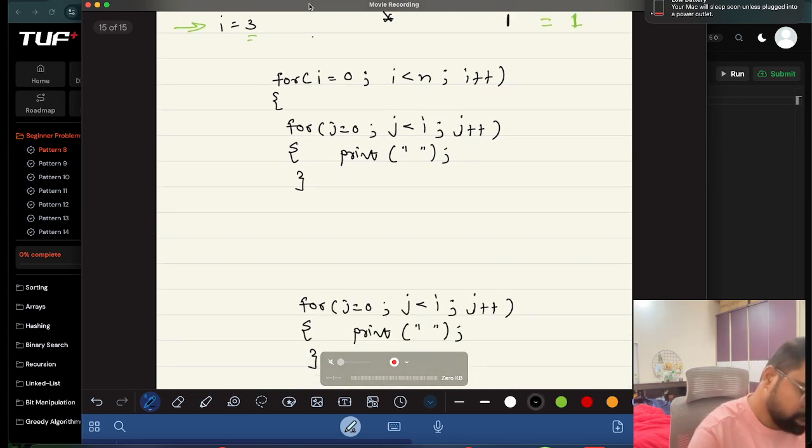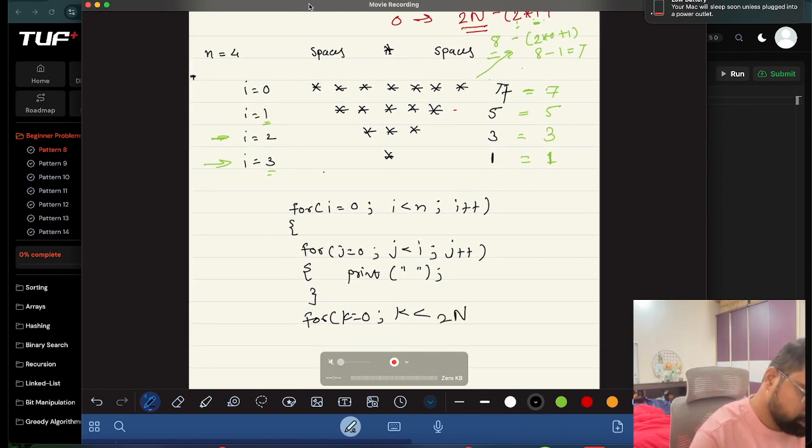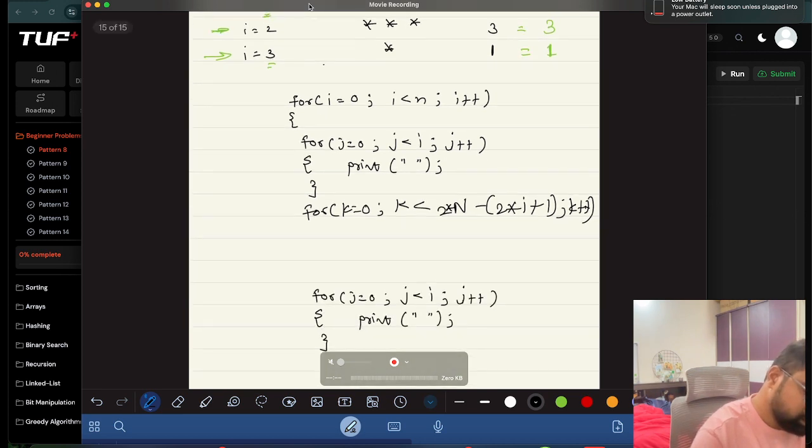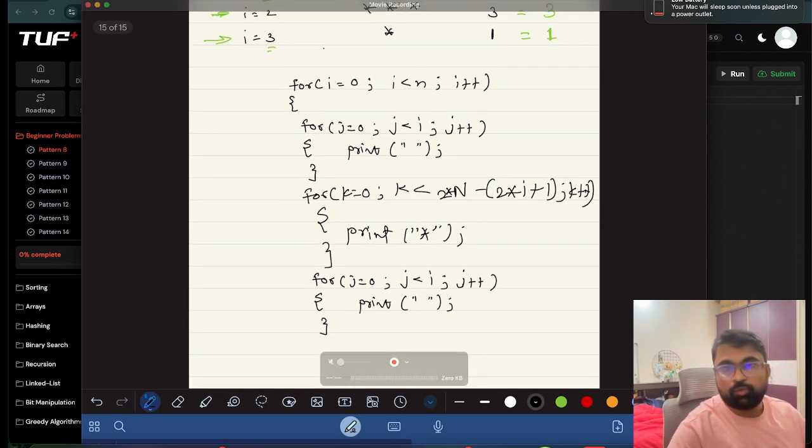So let's try to write that. For k equal to 0, k less than this formula, 2 into n minus (2 into i plus 1), k plus plus, and under that we will print the star. I hope you are getting this particular problem. So now let's try to code this here.